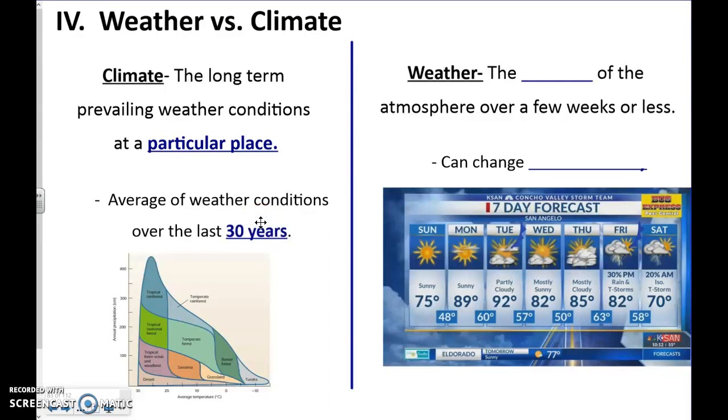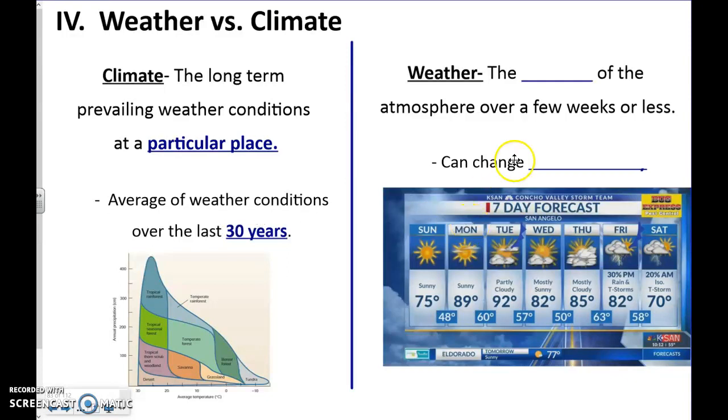So when we talk about climate, we're talking about things like average rainfall, average temperature, things that say, okay, this is what's going to happen. When we talk about biomes, they're based on climate. How much rain can you expect in a year? How warm will the temperatures get throughout the year? How cool do you expect them to get? That all has to do with climate. The weather is much shorter term.